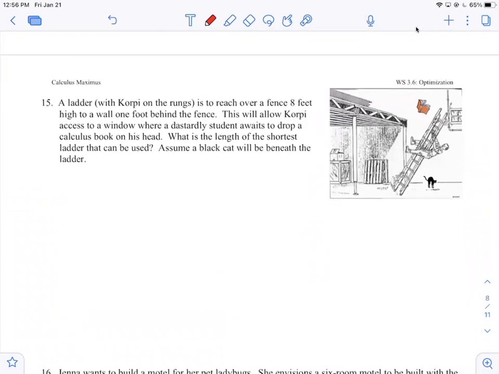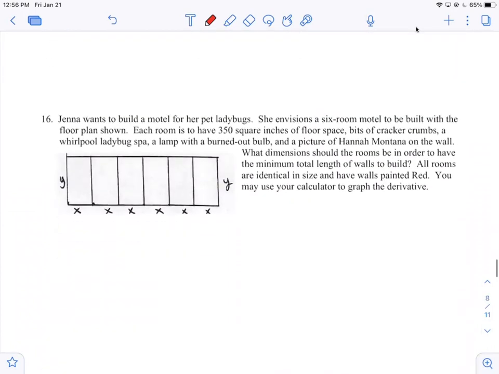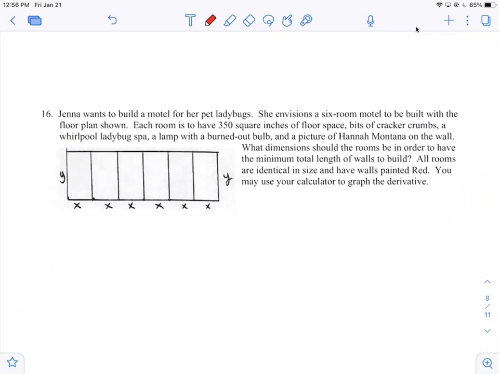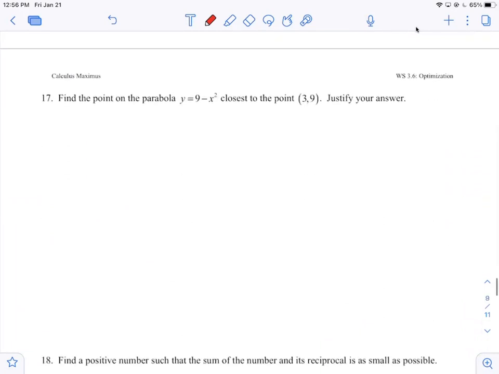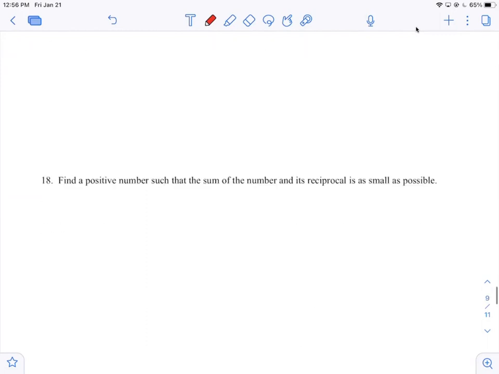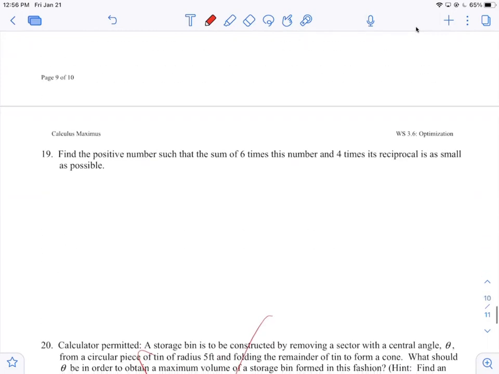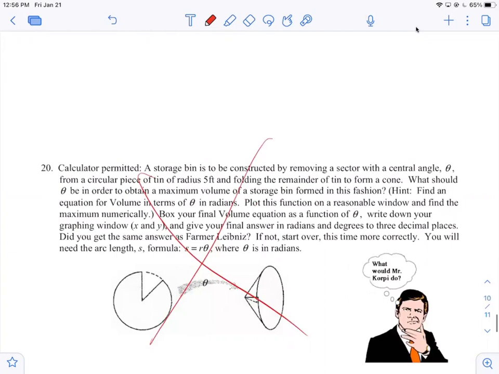15 is just too good. I'm on a ladder falling. 16, my daughter's building a motel for her ladybugs, very similar. 17 is closest to. 18 is like the Toga Boys. 19 is Toga Boys. 20 is a fantastic question. I love question number 20, but you don't have to do it. It's way beyond the scope of College Board.